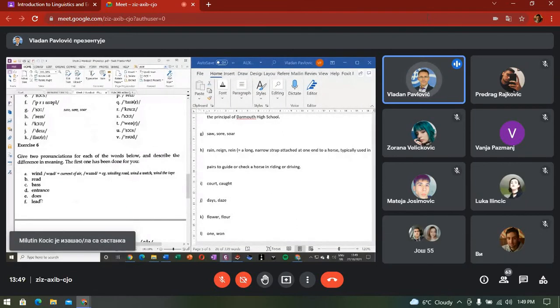Rekli smo za does i za does. Does kao female hare ili female rabbits, dakle tipa zečice, divlje zečice, srne i tako dalje. To su does. Znamo i za lead i led. Možda ne znamo, a šta je ovo BASS? Kako to može da se čita? Na dva načina. To nismo rekli prošli put, niti za ovo pod D.